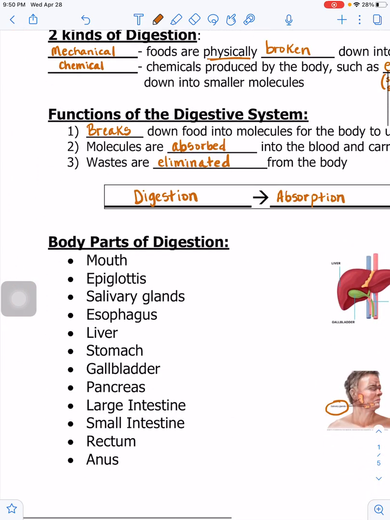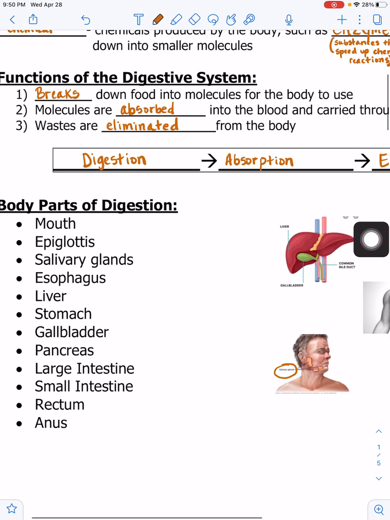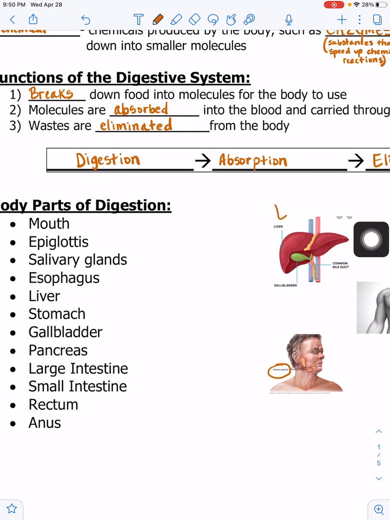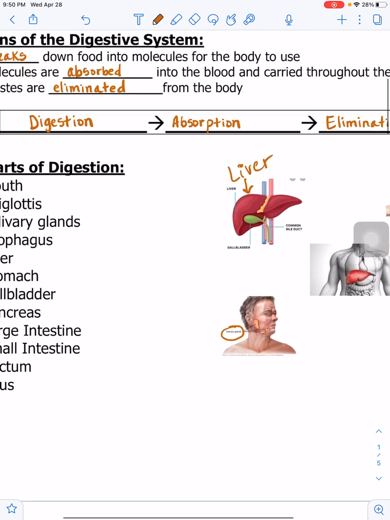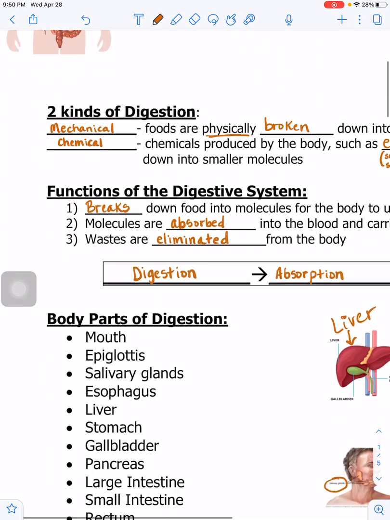All right. The liver, over here is the liver. It's the heaviest, densest organ inside the body. The stomach is a J-shaped muscular pouch, and you can see it right here. It's in your upper left part of your body. The liver is in your upper right, and your stomach is in your upper left.